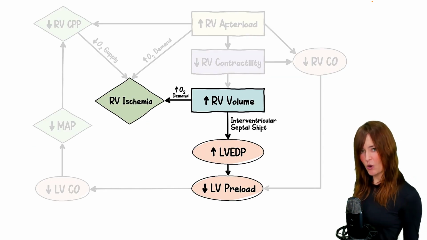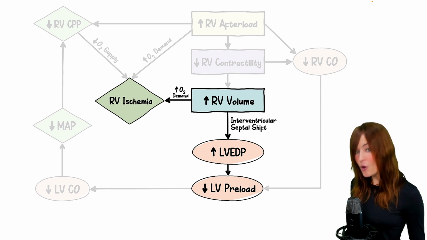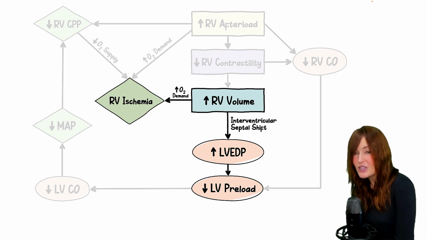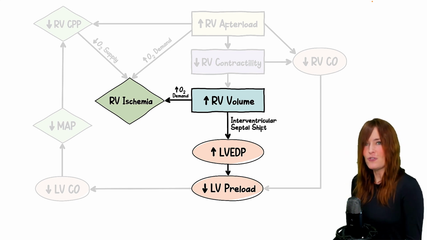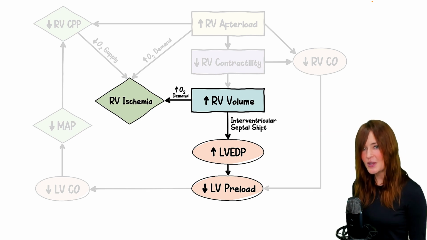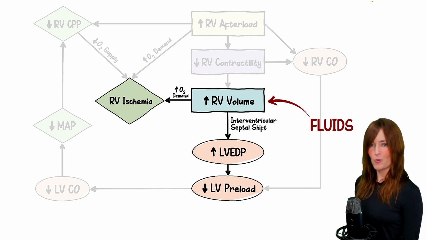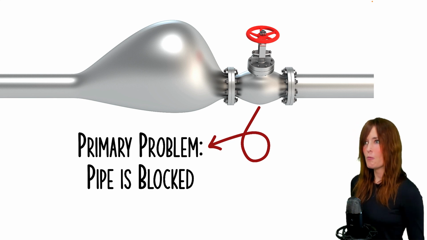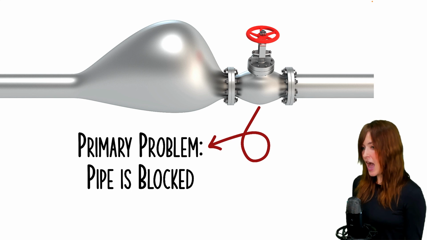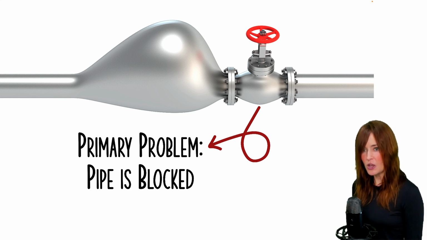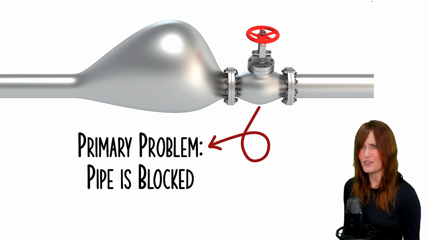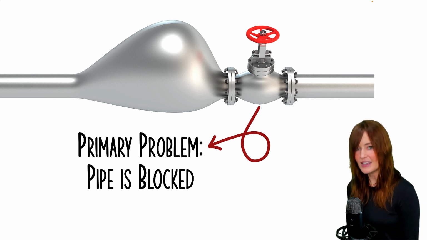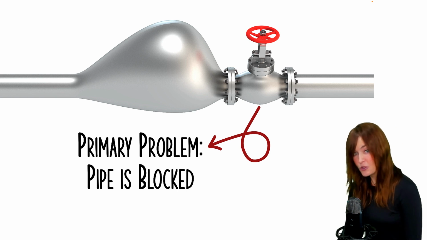So this addresses this part of our spiral of death, that as the RV volume starts blowing up, it's increasing oxygen demand, it's giving you RV ischemia, and simultaneously shifting your septum, increasing your LV EDP, and dropping your LV preload. And if we fluid load the RV, we're making this whole problem worse. Because remember, if your primary problem is that your pipes are blocked, which more often than not, that's your primary problem. I mean, problems causing pressure overload are way more common than isolated RV MIs. Those are very uncommon. So the majority of the time you're having a problem with the RV, it's going to be some version of your pipes are blocked.